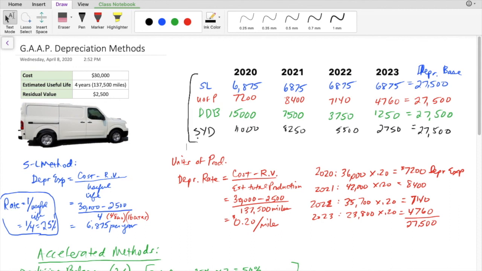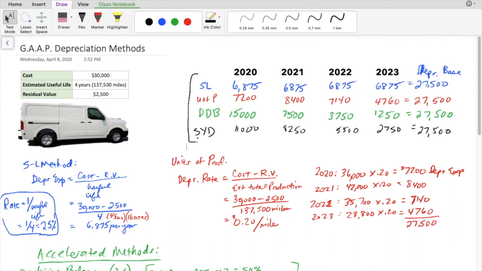Now, what are the benefits? Well, straight line's simple and it's predictable. Same amount every year. Units of production aligns with how much we use the asset. Double declining and sum of years digits allow us to take more depreciation on the front end and less on the back end, which often is advantageous to us for tax purposes, especially for a startup. And so, no matter what method we choose, we're going to get to the same place.